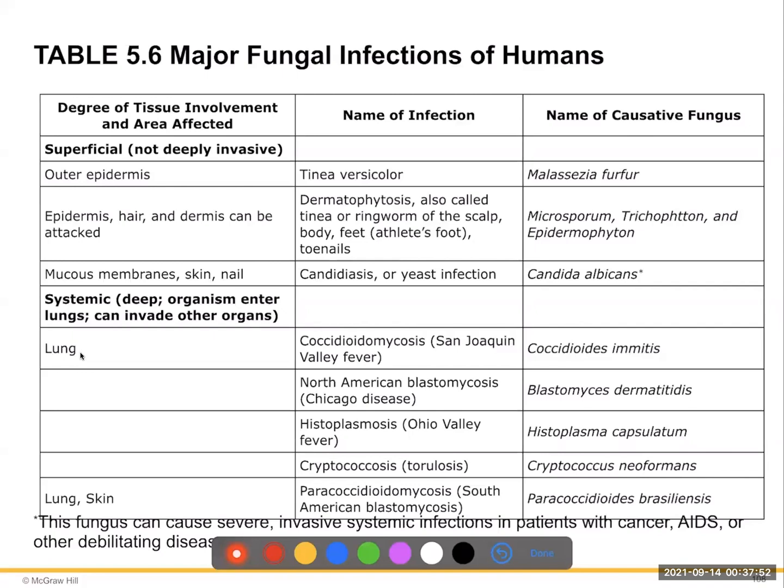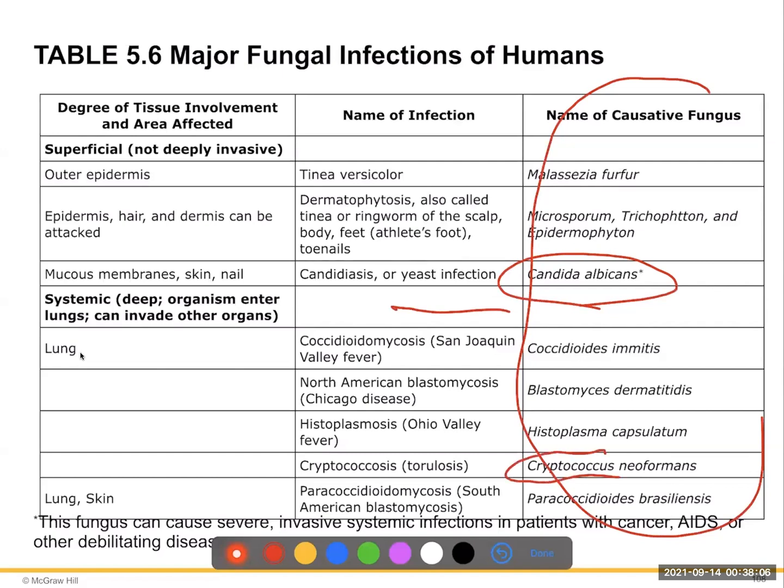This is the type, and then you can see the different fungi that cause the different fungal infections, like Candida albicans, which causes your yeast infections in humans. Cryptococcus neoformans affects your lungs, your brain, your skin. That's Cryptococcus fungus. So different types of fungus cause different types of diseases.